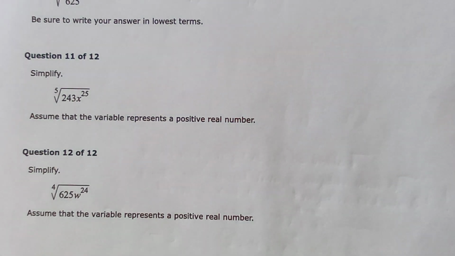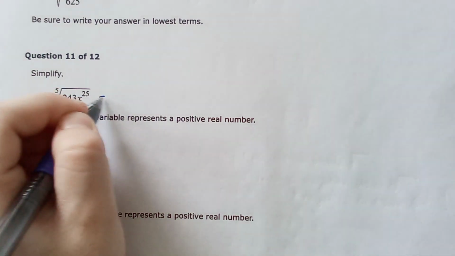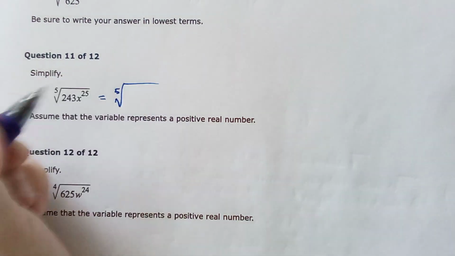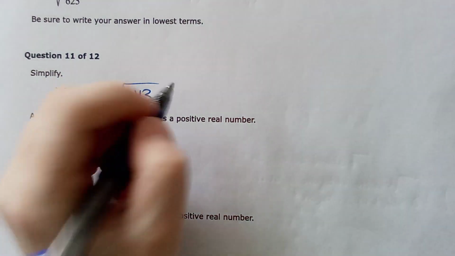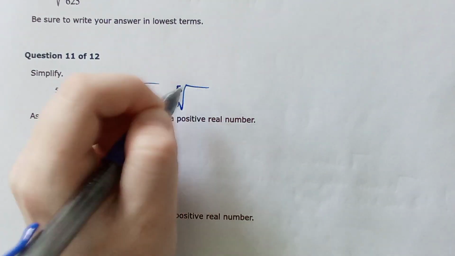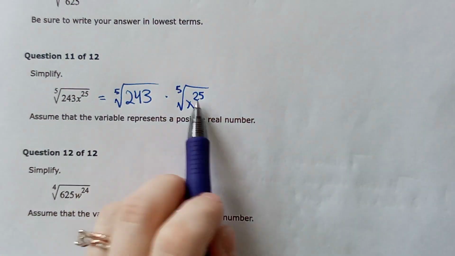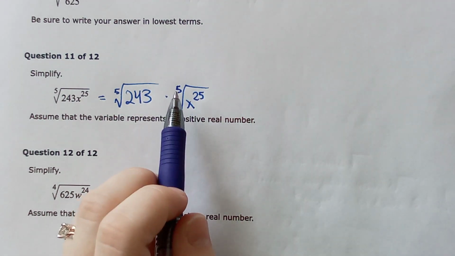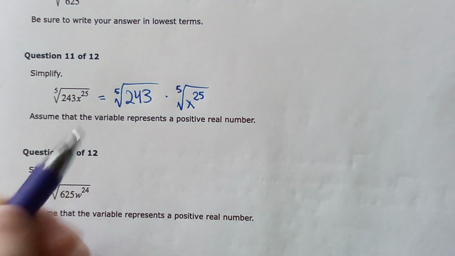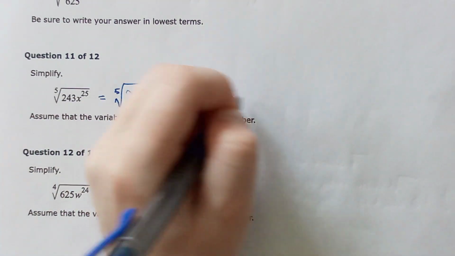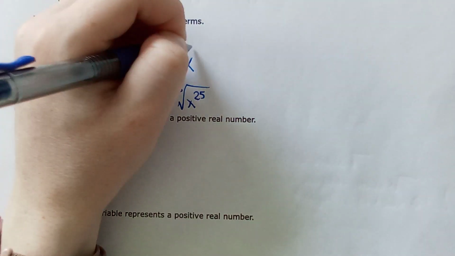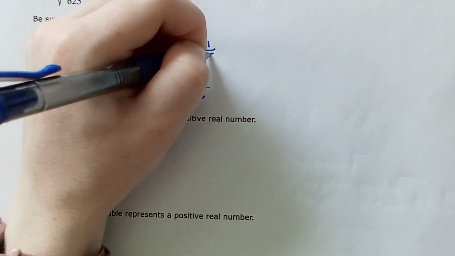Alright. We've got the fifth root of 243 times x to the 25th. Alright, split it up into 2, just like I did with the fraction on the last problem. I'm going to do the fifth root of 243 times the fifth root of x to the 25. This is the same thing. I'm going to do the same thing that I did at the very beginning of the lesson, where if it's a square root, you raise it to 1/2. In this case, it will be x to the 25 times 1/5, right?